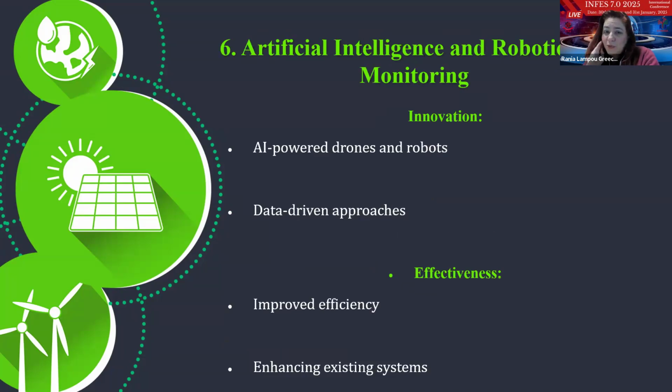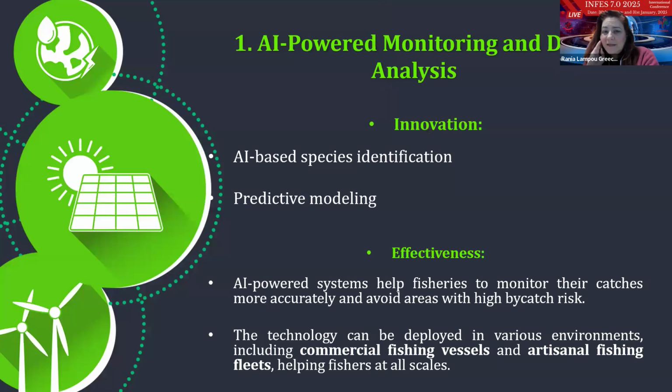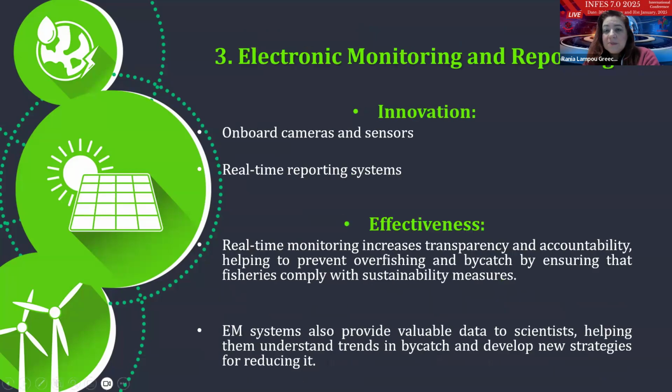Artificial intelligence, of course, robotics for monitoring, again here. AI-powered drones, data-driven approaches for fishing practices. How sustainable fishing practices are supported by AI smart fishing gear. We use again here AI-powered monitor data analysis, predictive monitoring, smart fishing gear and devices, bycatch reducing nets, escape devices, acoustic deterrents. Smart gear and fishing methods like this can reduce bycatch by ensuring that only the desired species are targeted. Electronic monitoring and reporting, on-board cameras and reporting systems.